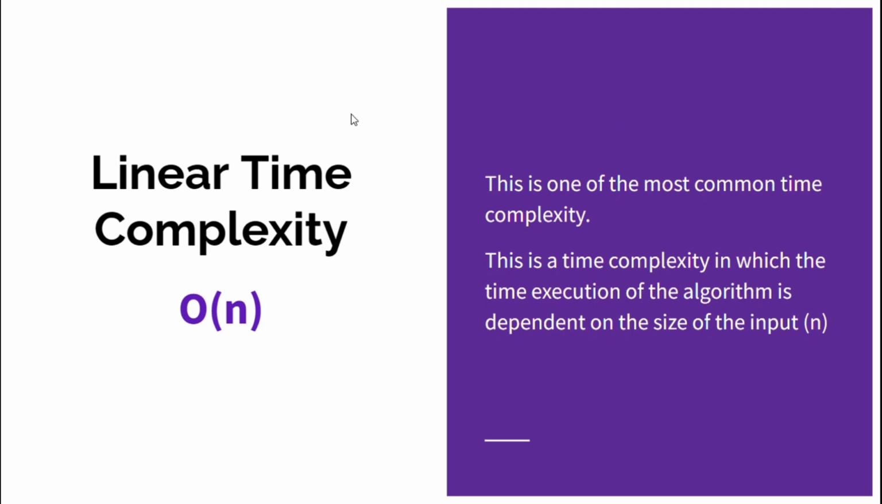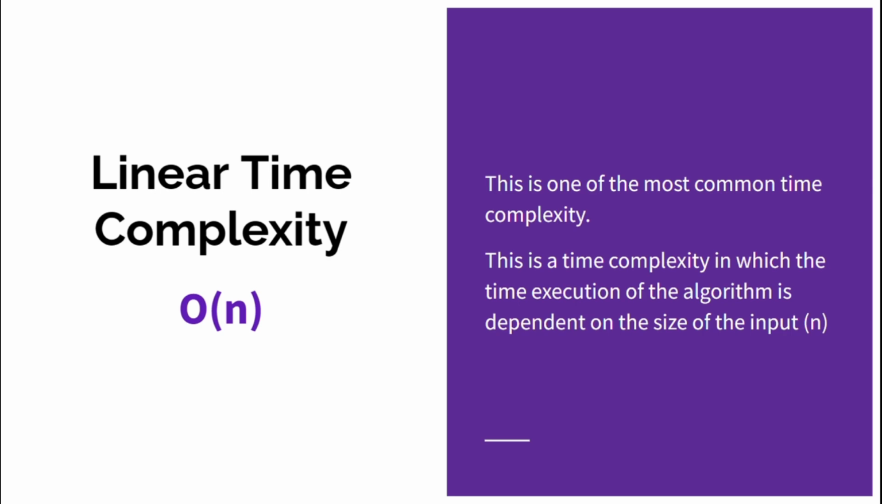Next we are looking at the linear time complexity, which is another common time complexity. We find it when we are working with loops and stuff of that nature. It's denoted with a big O of n. It is a time complexity in which the time execution of the algorithm is dependent on the size of the input. You see this when you're traversing through an array, iterating through an array. As you're iterating, the time execution of that algorithm is going to depend on the size of that array.